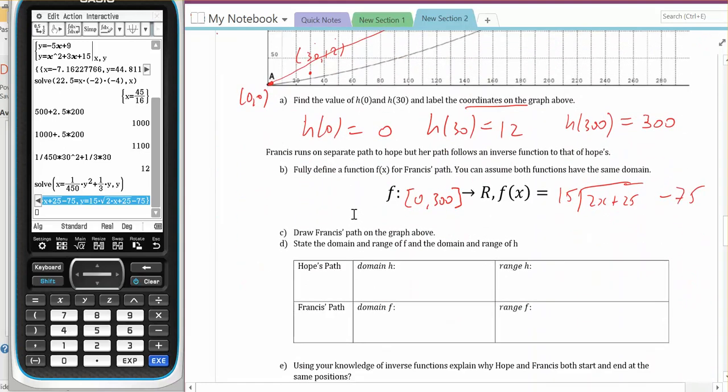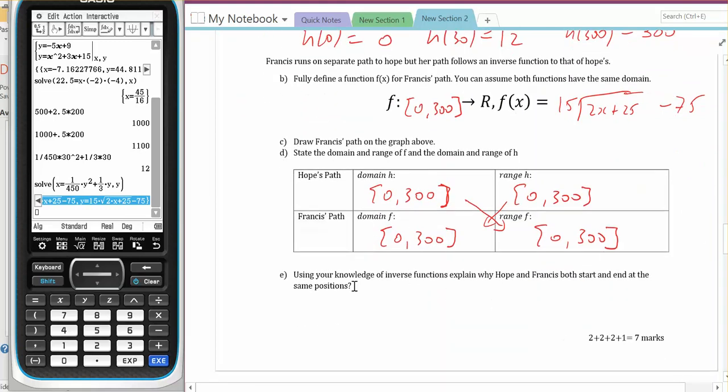Okay. Now we know the domain of Hope's path is 0 to 300, so that's the original. The range is also 0 to 300. So there's no tricks here. Remember, the domain becomes the range of the inverse, and the range becomes the domain of the inverse. So in this case, they're all the same. There's nothing tricky there.